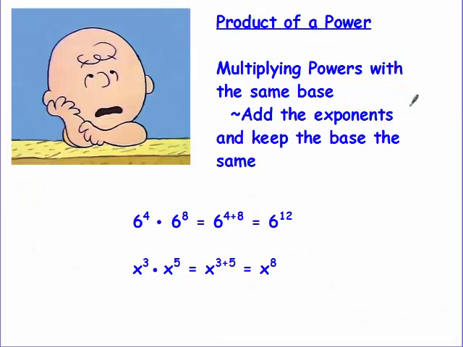First, product of a power. When you're multiplying powers with the same base, you're going to add the exponents and keep the base the same. So if you look at my first example, 6 to the 4th means I have 4 6s. 6 to the 8th means I have 8 6s. Well, how many do I have total? I have 4 plus 8, which gives me 12 6s, or 6 to the 12th power. Whether you're talking about numbers as your base or variables as your base, the rules are the same. So x cubed times x to the 5th is really x to the 8th.